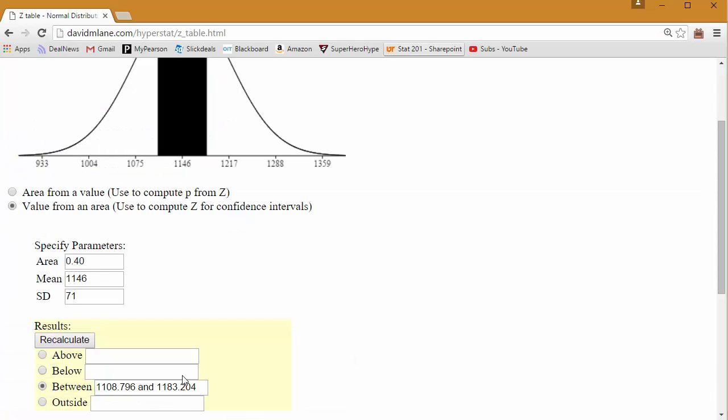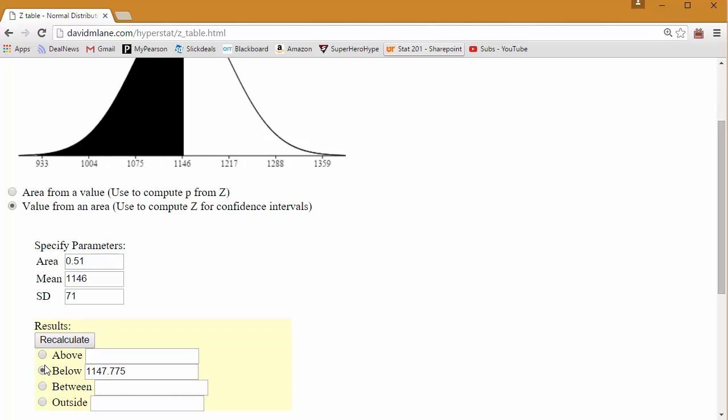Let's go to our applet and put in the 51st percentile, and we have to be very careful that we select the right choice because we want to see 51% below. If you notice, that is right at the 51st percentile, and it's actually 1,148, but the leeway gave it to me, so thank you, leeway.